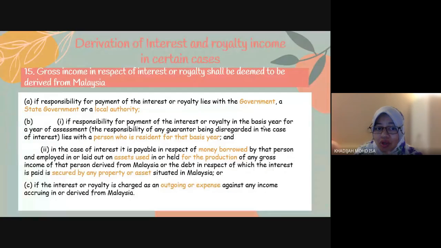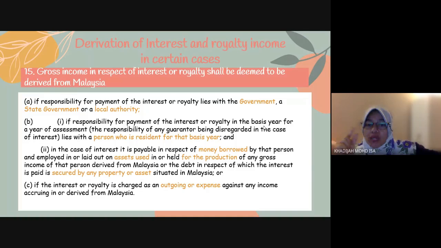So all this one maybe you baca interest royalty charge as an outgoing expense. What do you mean? It means that it could be a non-resident person, but if you see that that expense is charged as an outgoing or expense in the person's account, right, to the person it is an expense, but to the person who actually received it is an income. So the issue here is whether the person that received the income has to pay tax in Malaysia. That's how you see 1, 2, 3.